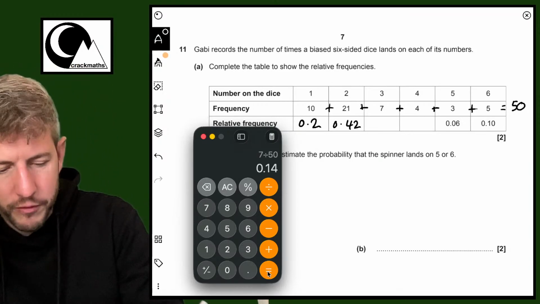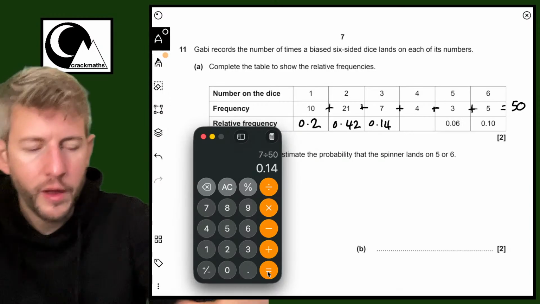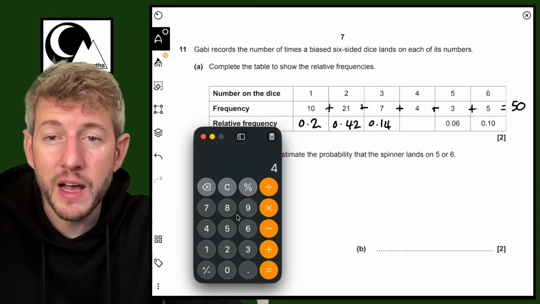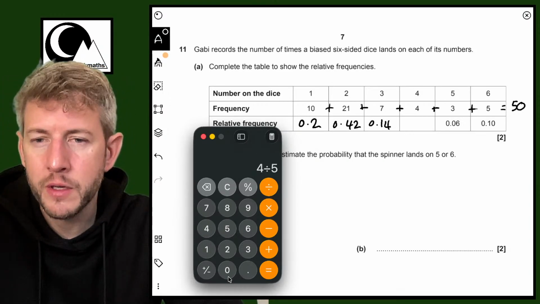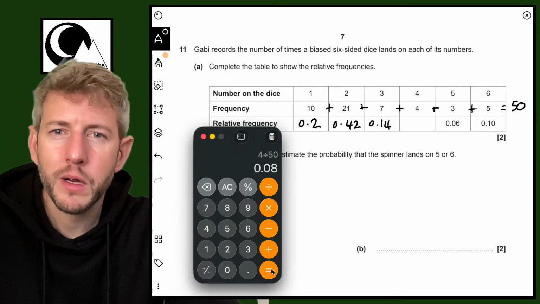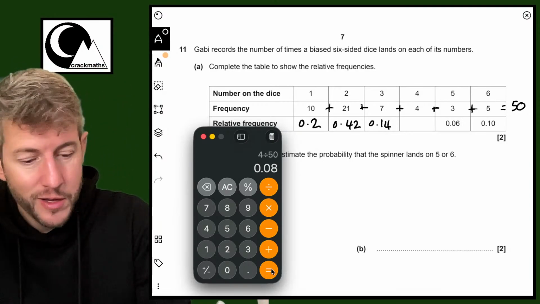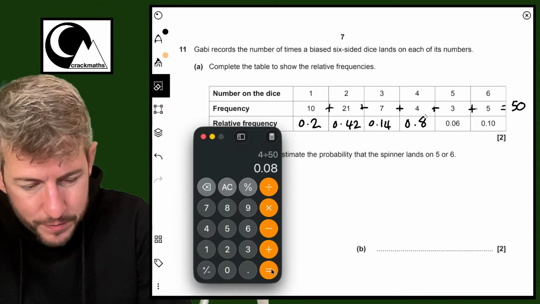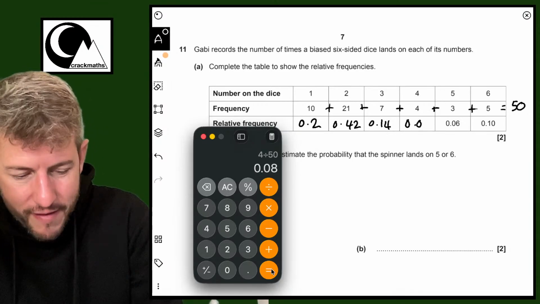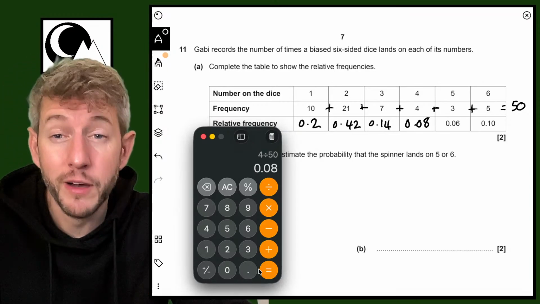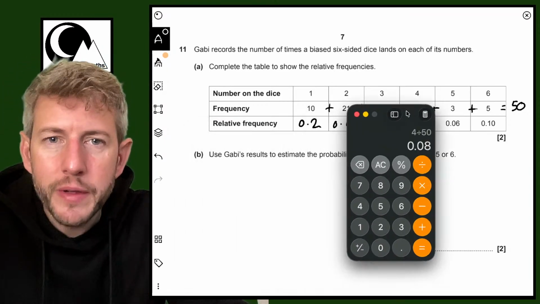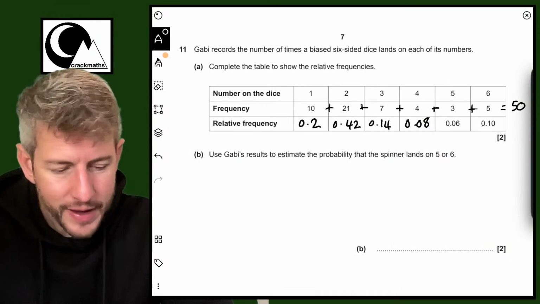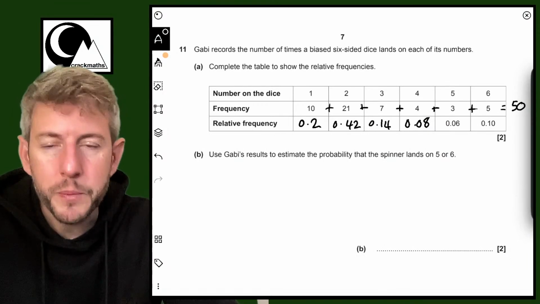And that is 0.14. And then for 4, we've got 4 times out of 50, so 4 divided by 50. And that is 0.8. So here we go. No, 0.08. Sorry, very big difference there. 0.8 is very likely. 0.08 is very unlikely. Okay, right. So here we go. That's that part done. Now let's have a look at part B.